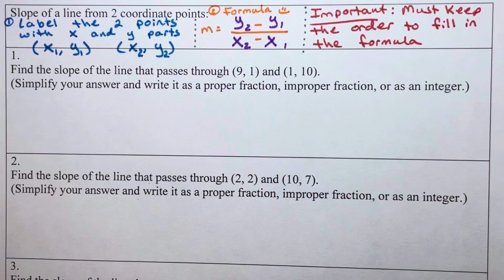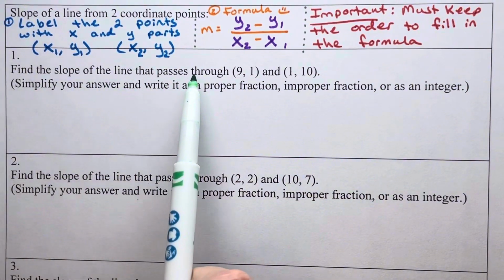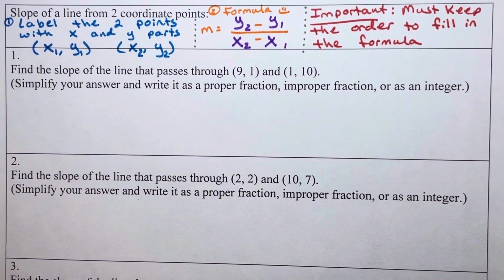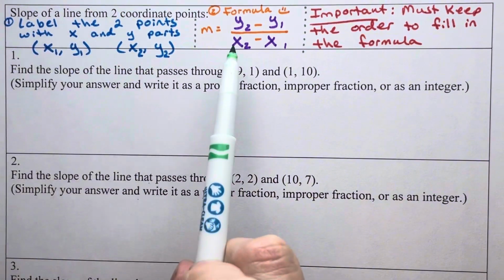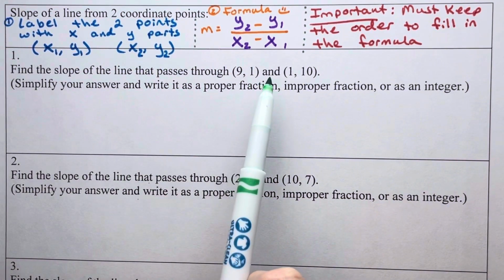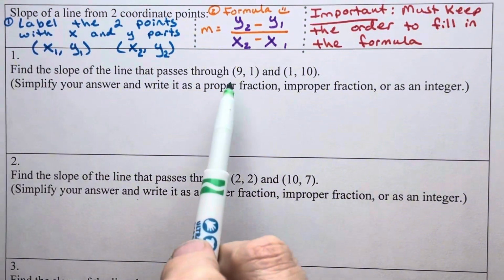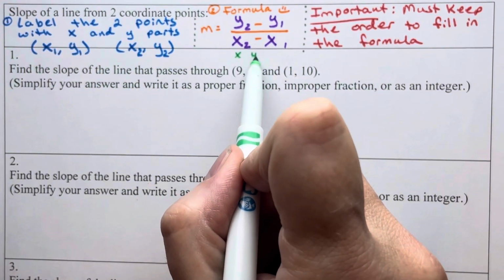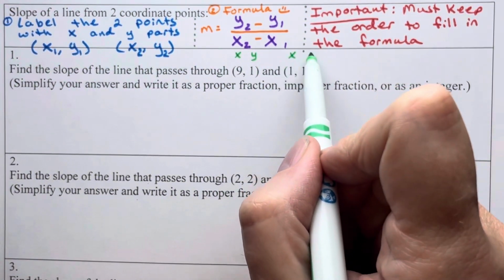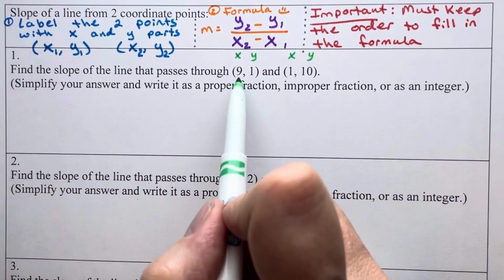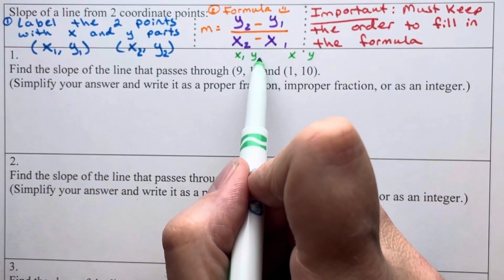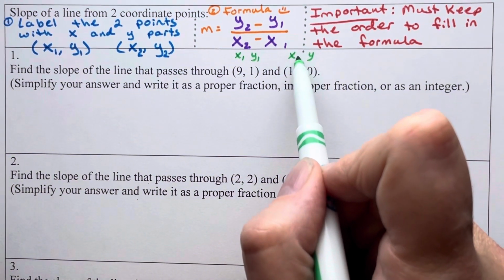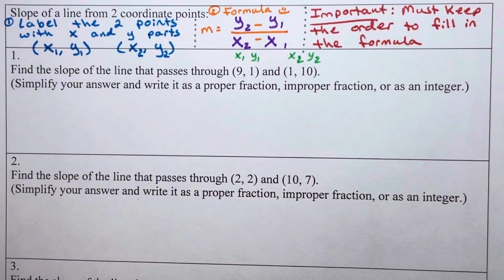Example 1, find the slope of the line that passes through the points 9, 1 and 1, 10. Let's walk through the steps in the introduction to find the slope of this line. Our first step was to label the given points, and we're going to do exactly that. So points are always in the order of x and then y. The first point given to us will be point 1, so it's x1, y1. And the second point given to us is point 2, so it's x2, y2.